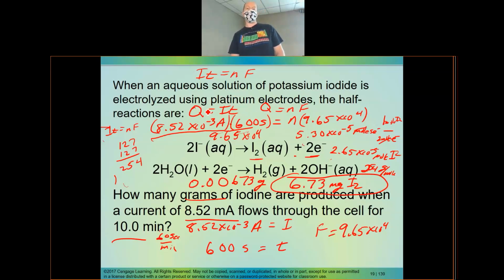So you have to be given 2 of the others. The first time we were given a mass, so we could get moles of electrons, and we were given a time. This time, we were given a current, I, and a time, and so we solved for n. The other choice is you're going to be given your current and your moles, and you will solve for time.